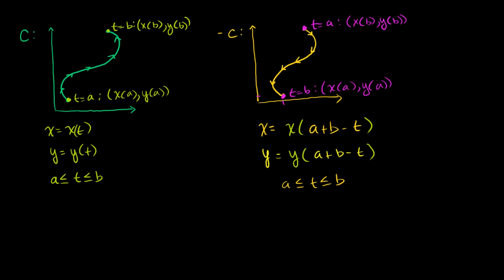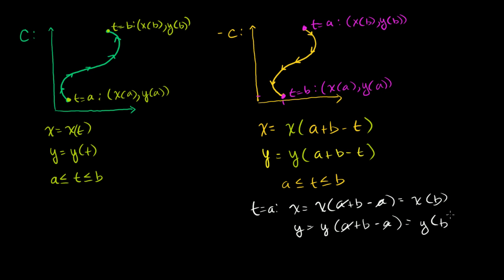So when t is equal to a, x will be equal to x of a plus b minus a, right? This is when t is equal to a. So minus t, or minus a, which is equal to what? Well, a minus a cancel out. That's equal to x of b. Similarly, when t is equal to a, y will be equal to y of a plus b minus a. The a's cancel out. So it's equal to y of b. So that worked. When t is equal to a, my parametrization evaluates to the coordinate x of b, y of b.